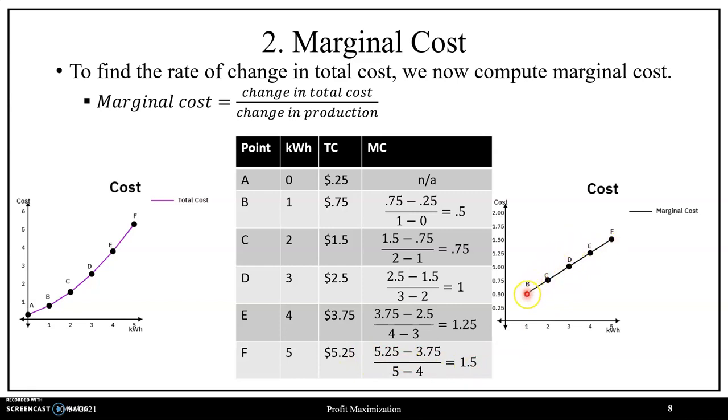Put together, we see that this generates our marginal cost curve, which is positive, upward sloping, and in this case is increasing at the constant rate of 25 cents. The important thing to note is that it's upward sloping, once again due to diminishing marginal returns on labor.